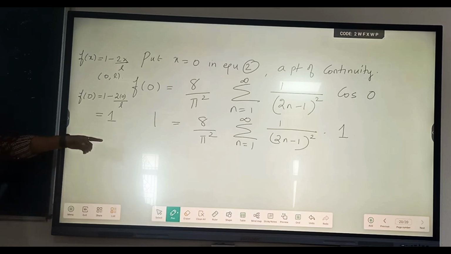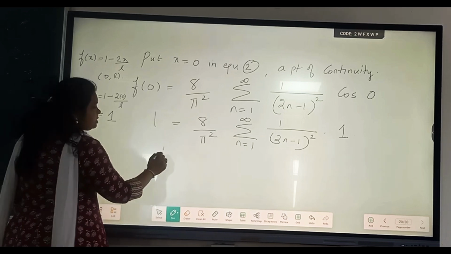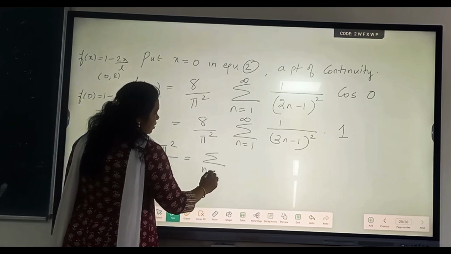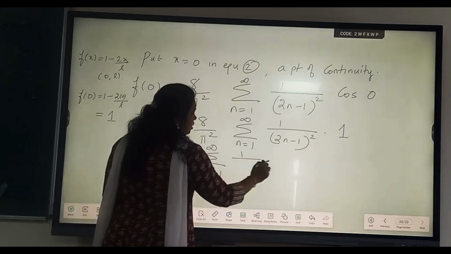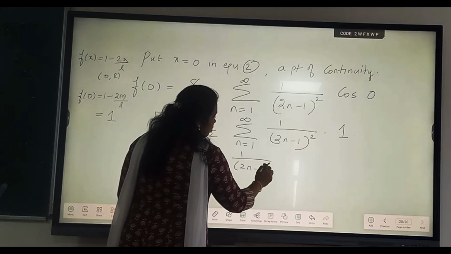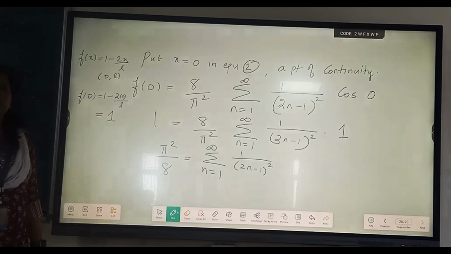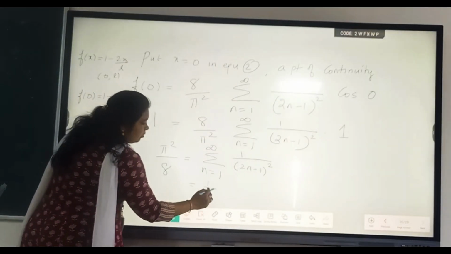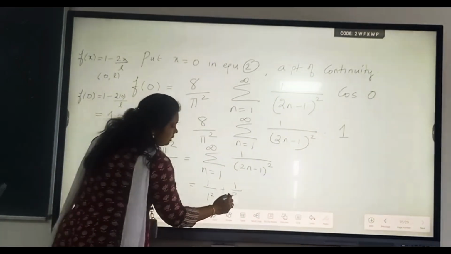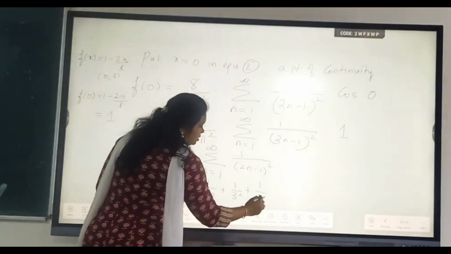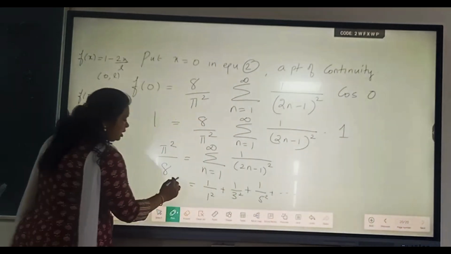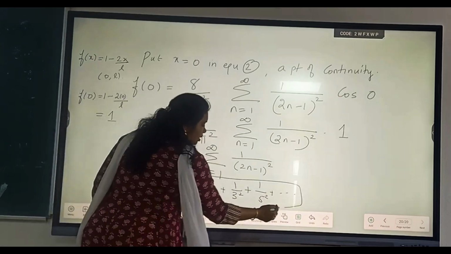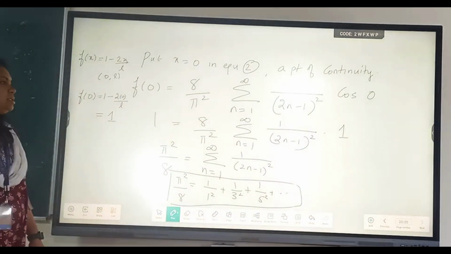Bring that 8 by pi square to the other side, which is pi square by 8 is equal to summation n equal to 1 to infinity, 1 by 2n minus 1 the whole square. Now you put the value for n equal to 1, 2, 3, etc. So what do you get? 1 by 1 square, 1 by 3 square, 1 by 5 square, etc. is equal to pi square by 8, which is our second part of the problem. Hence it is complete.